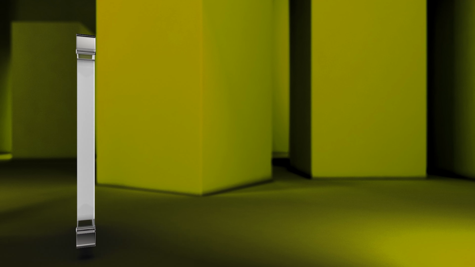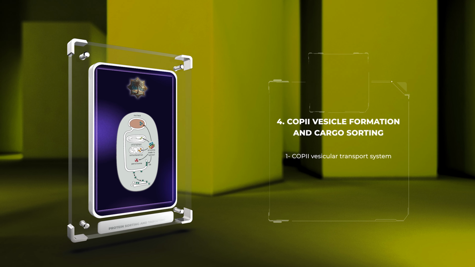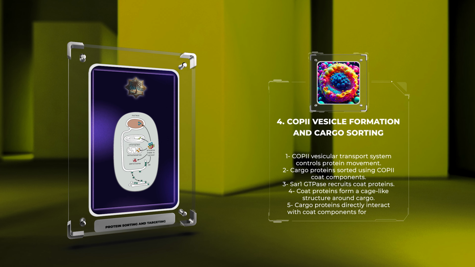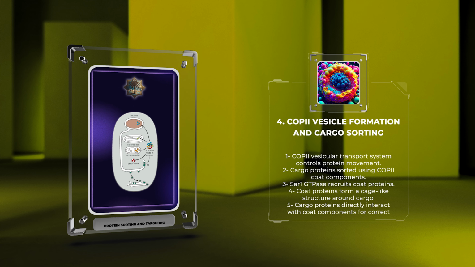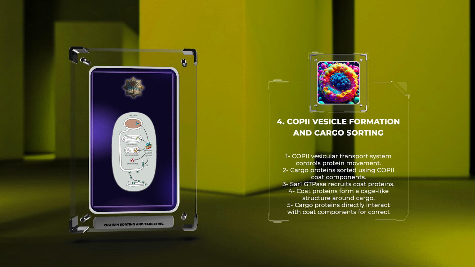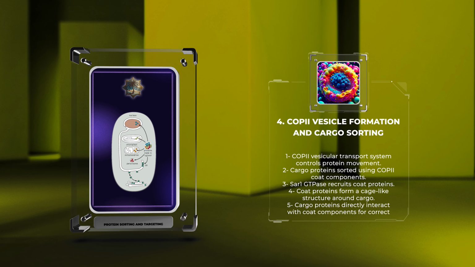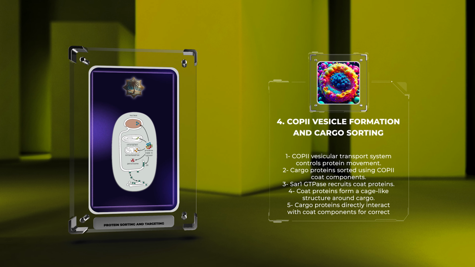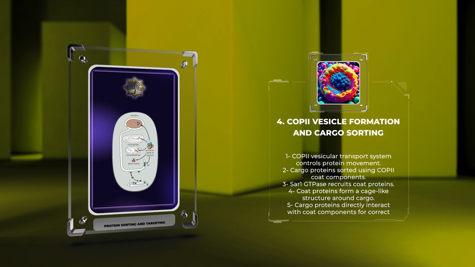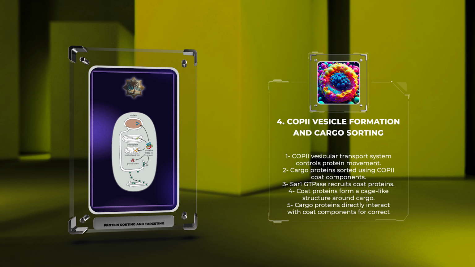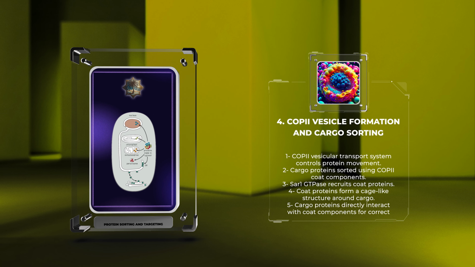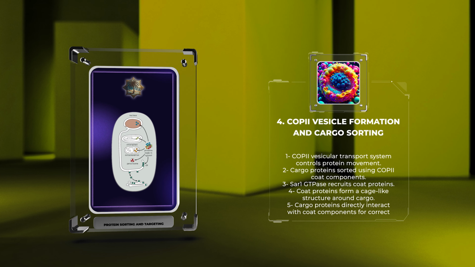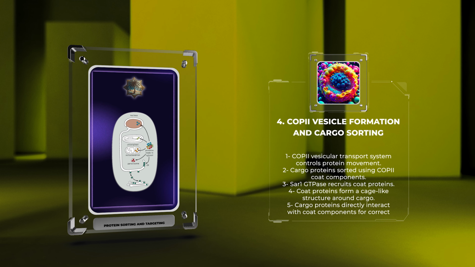The COPII vesicular transport system controls protein movement between the endoplasmic reticulum, ER, and Golgi apparatus. Cargo proteins for the Golgi are sorted using COPII coat components. The SAR1 GTPase recruits coat proteins Sec23/24 and Sec13/31, which form a cage-like structure around cargo, allowing them to be packaged into vesicles. Cargo proteins directly interact with coat components to ensure correct targeting to the Golgi.